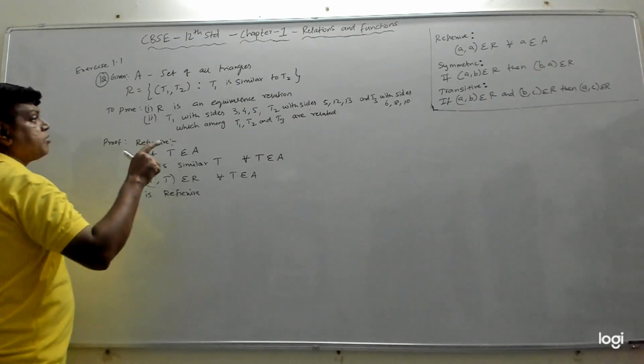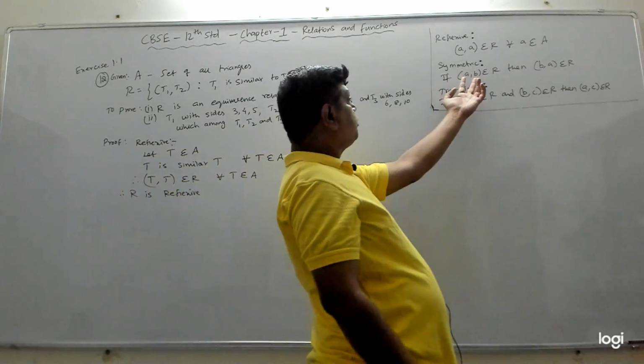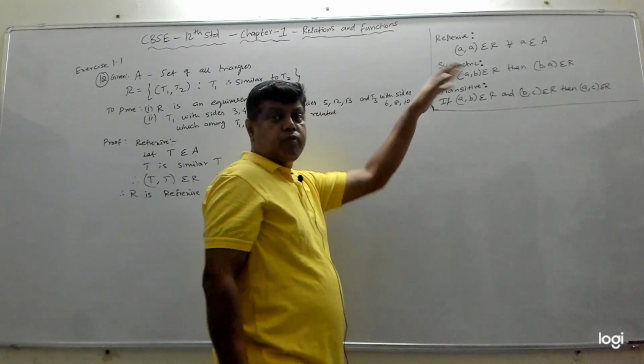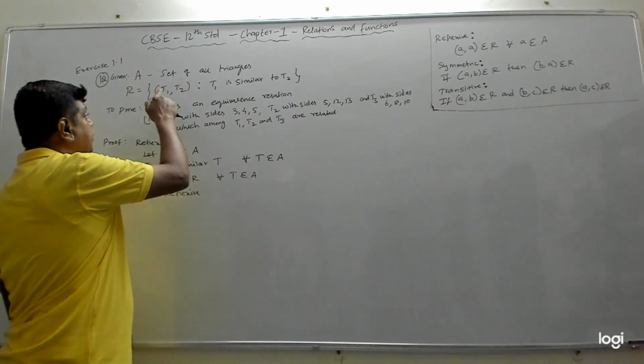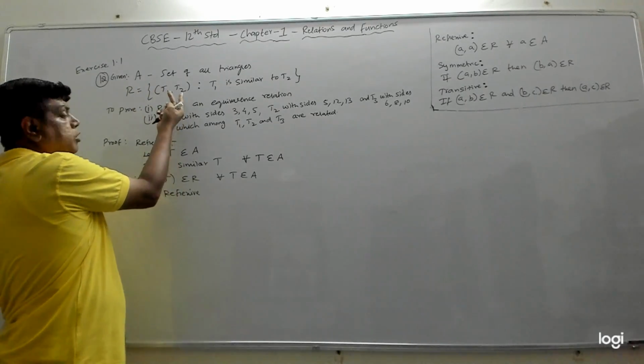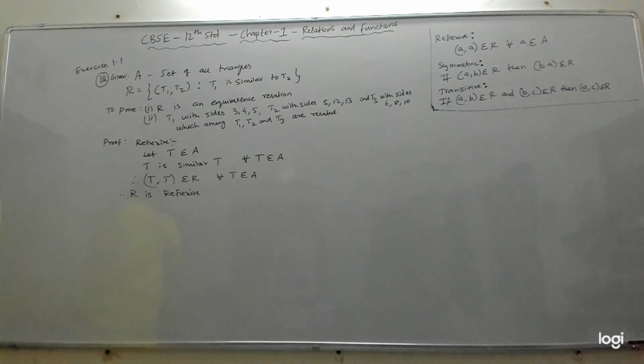Now, to prove symmetric, we should take an element (A, B) belongs to R, and then we should prove that the reverse (B, A) belongs to R, which means whenever (T1, T2) belongs to R, we should prove that (T2, T1) also belongs to R. The reverse also belongs to R. So that is what we are going to prove now.